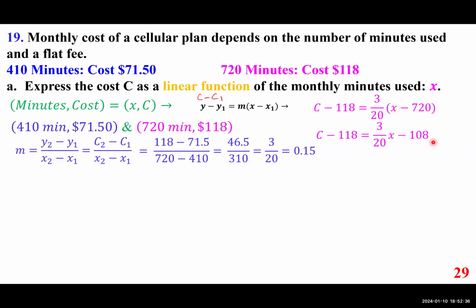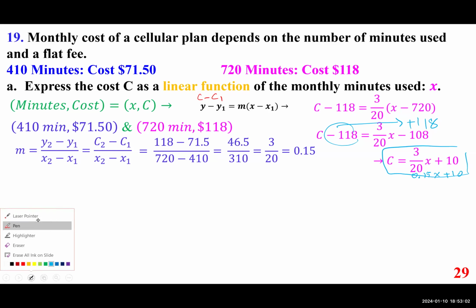And if we move this and make it positive, you get this one as the cost function. Or you can use 0.15x plus 10. Either way is fine at this.